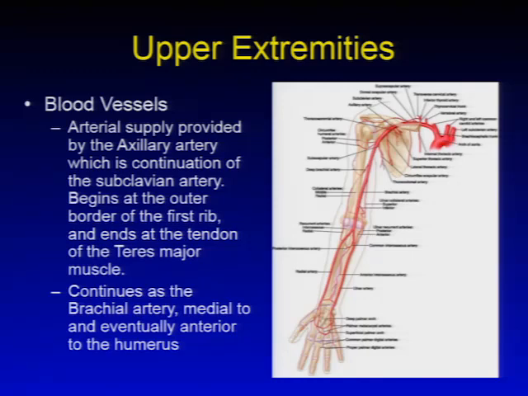Next, we will discuss the blood vessels of the upper extremities. The arterial supply is provided by the axillary artery, which is a continuation of the subclavian artery. It begins at the outer border of the first rib and extends to the tendon of the teres major muscle. It continues as the brachial artery, which is found medial to and eventually passes anterior to the humerus.